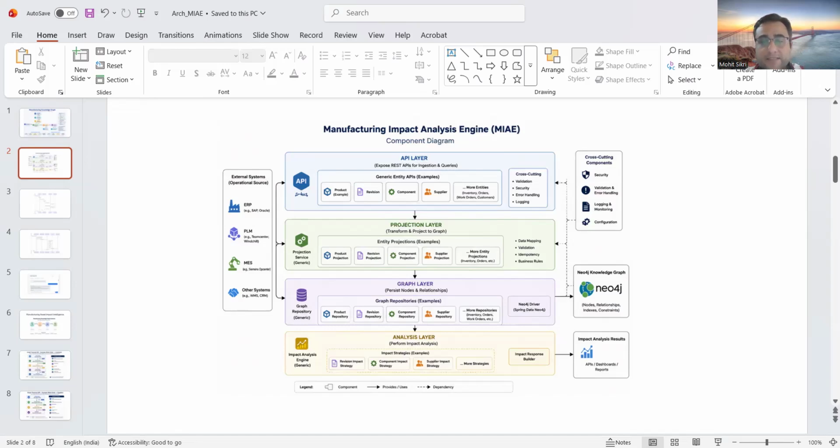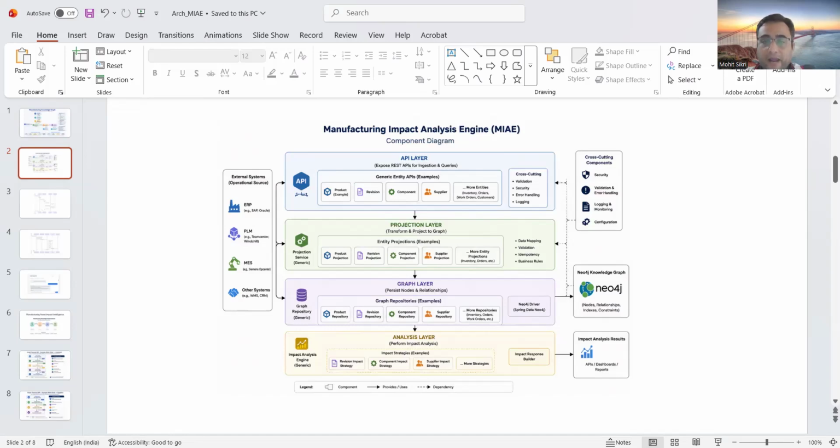The impact analysis APIs are the first capabilities built on top of the knowledge graph. These APIs answer business impact questions. For example, which customers are affected, which work orders are impacted, which suppliers are involved, and how much revenue is at risk. This API aggregates information from across the graph and returns actionable business insights. This significantly reduces manual analysis during engineering changes and supply chain disruptions.